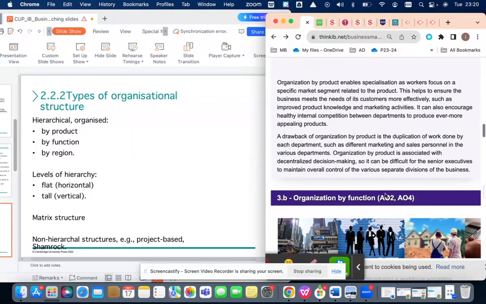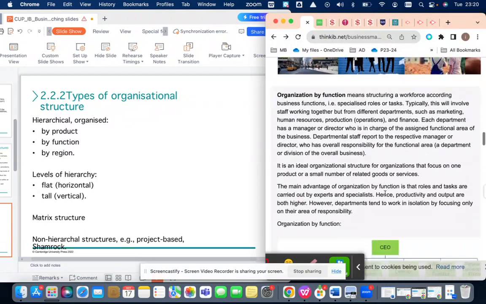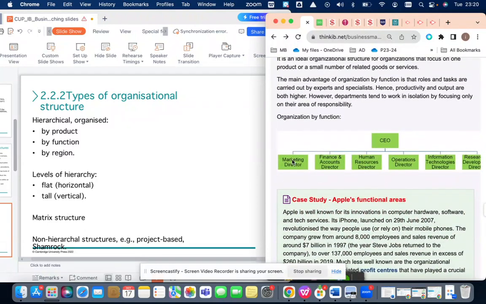Function. Functions we should know, obviously, because we've covered this in terms of marketing, finance, human resources, operations. Some other bigger companies have IT departments, so that's another function, and research and development.